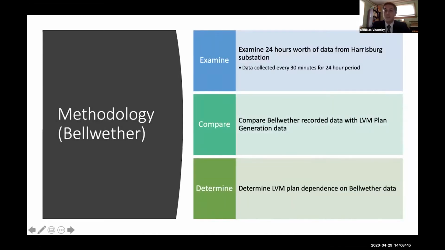For the methodology used for the first portion of this project, I examined 24 hours worth of data from a Harrisburg substation. Data was collected every 30 minutes over a 24-hour period, meaning I had 48 bellwether files to examine and 48 LVM files to examine. From here, I compared the bellwether recorded data with the LVM plan generation data, and then determined the LVM plan dependence on bellwether data. This is shown in the next slide.